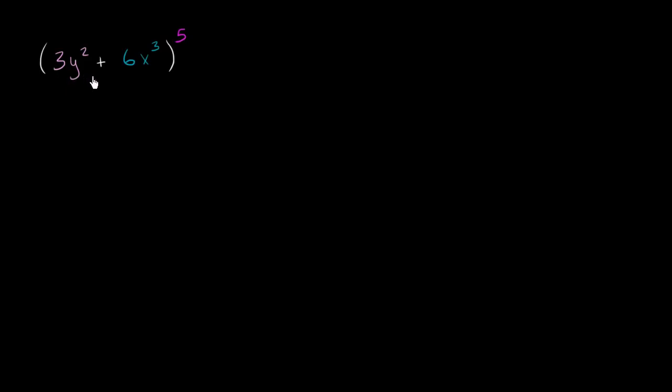So we've got (3y squared plus 6x to the third), and we're raising this whole thing to the fifth power. And we could clearly use the binomial theorem or Pascal's triangle in order to find the expansion of that.